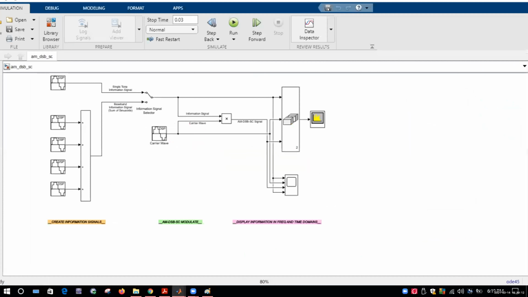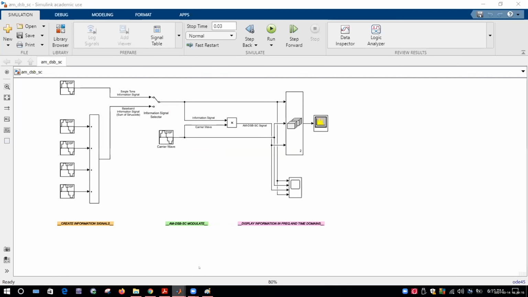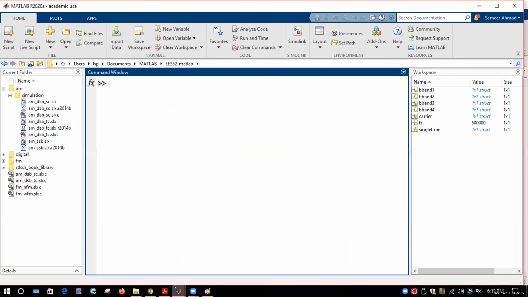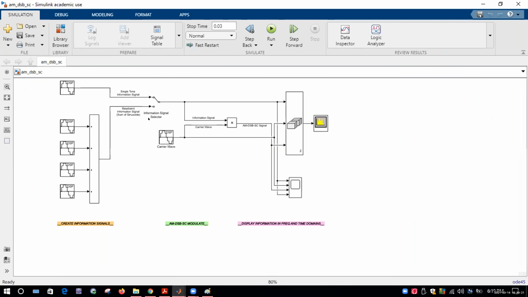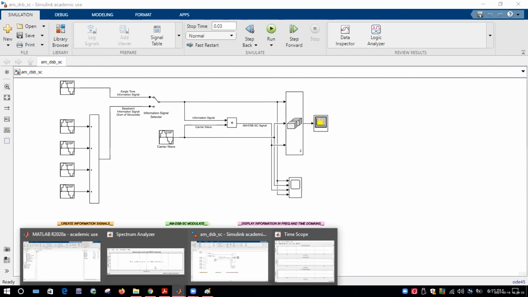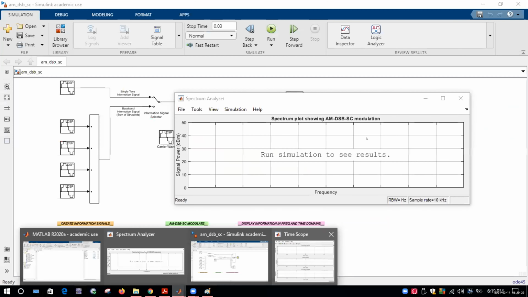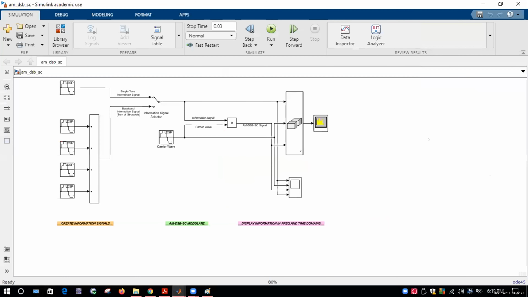Okay, guys, have a look. When you open up this file, AM double sideband suppressed carrier, you should be able to see this block diagram, spectrum analyzer window, and the time scope window. If you look at it, here is the time spectrum analyzer.